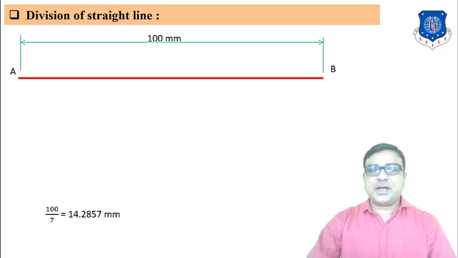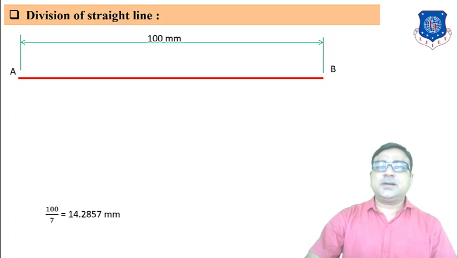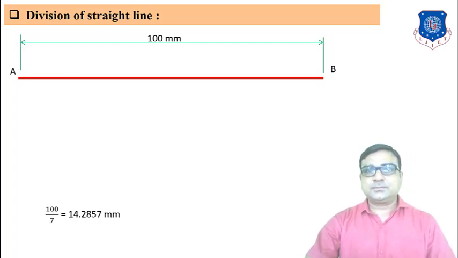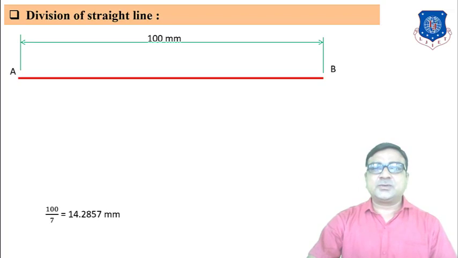But suppose I want to divide this 100 mm line into 7 equal parts. Then the length of one division is equal to 14.28 millimeter approximately. So there is one method, known as the diagonal method. With the use of this method, we can divide a line into any number of equal parts.